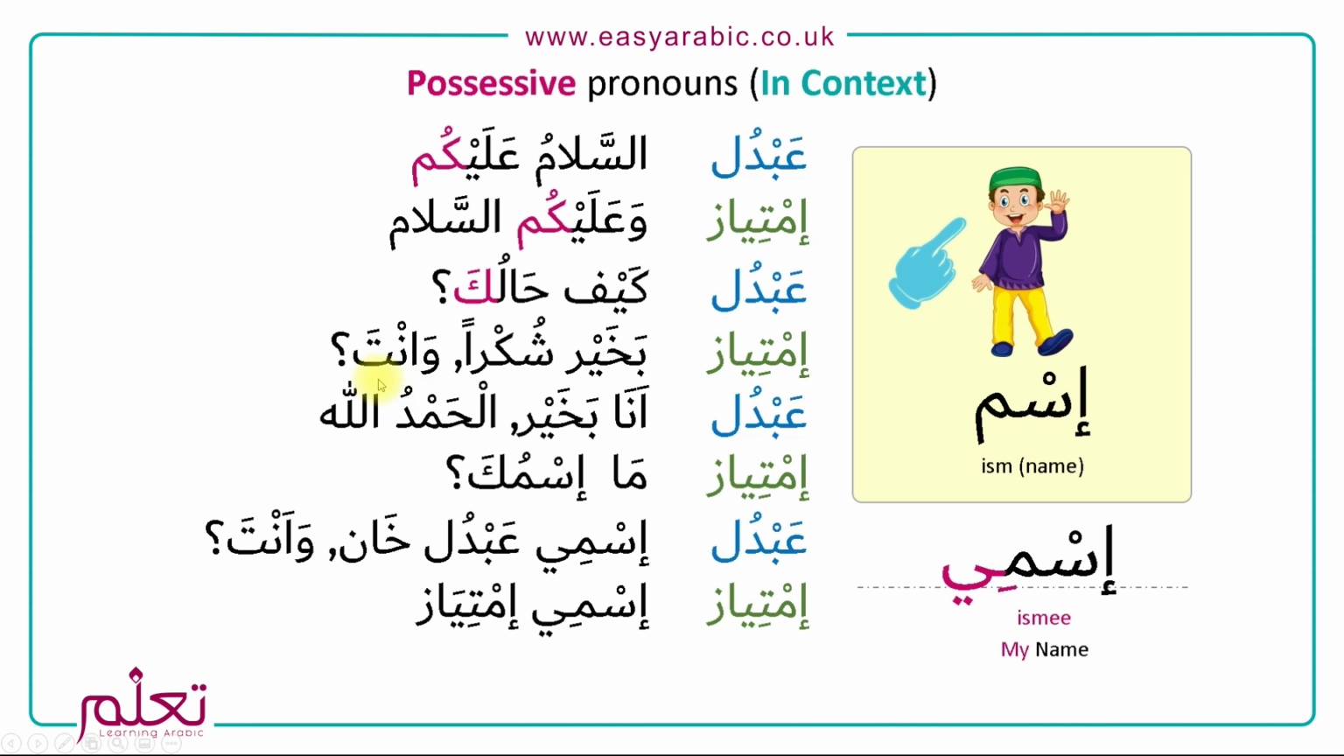Abdul will then say ana bi khair, alhamdulillah, praise be to God, I am fine. So here we can see that they've used a personal pronoun: ana bi khair, alhamdulillah.